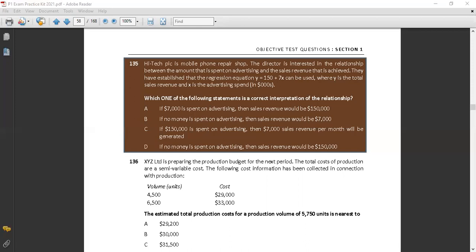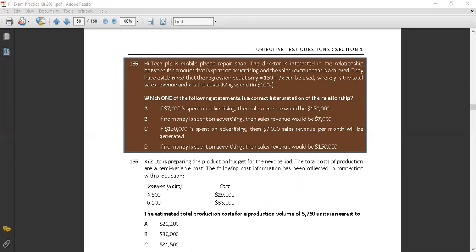If 7,000 is spent on advertising, 7 sevens are 49, 49 plus 150, 199. So A is not correct. B, if no money is spent on advertising, sales revenue would be 7. Sales revenue would be 150. It's not 7. 7 into 0 is 0, 0 plus 150 is 150. C, if 150,000 is spent on advertising, then 7,000 sales revenue per month will be generated.